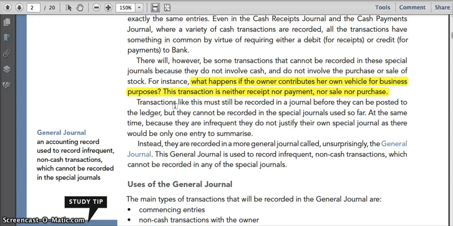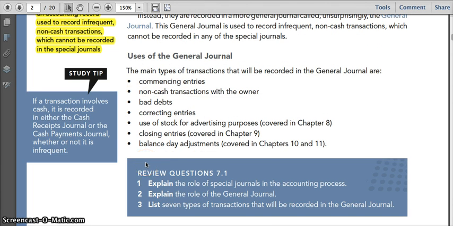So basically, what we've got, unsurprisingly, is called a general journal, and the general journal is an accounting record used to record infrequent non-cash transactions which cannot be recorded in the special journals. So the types of transactions that we're talking about here are as follows. You're talking about commencing entries, which we'll have a look at in just a sec.